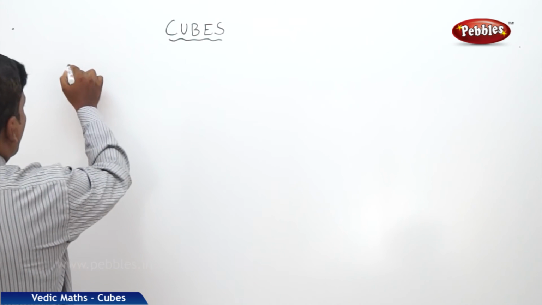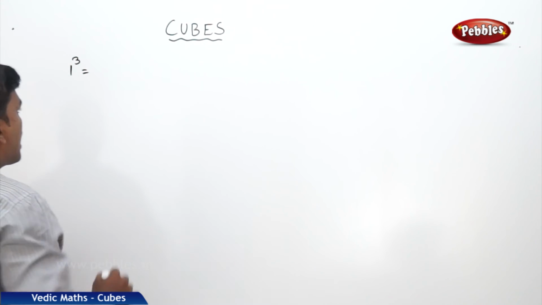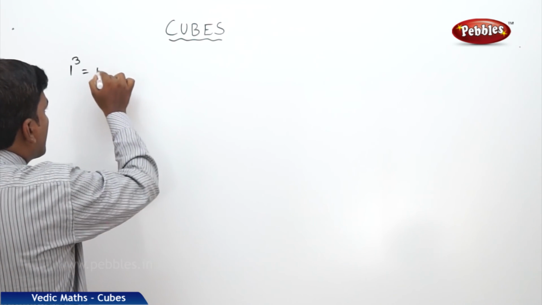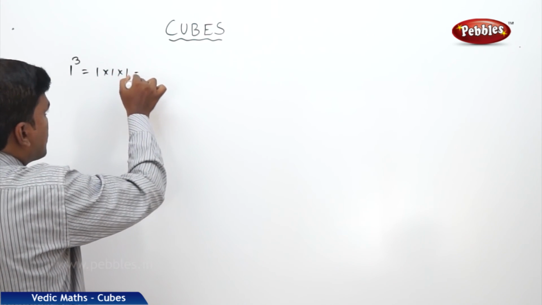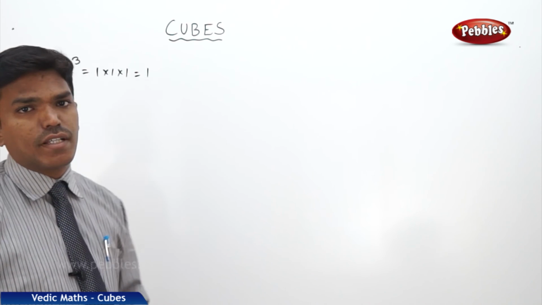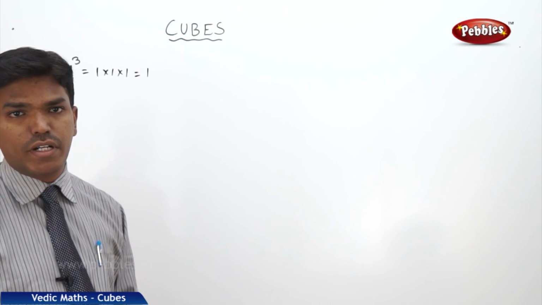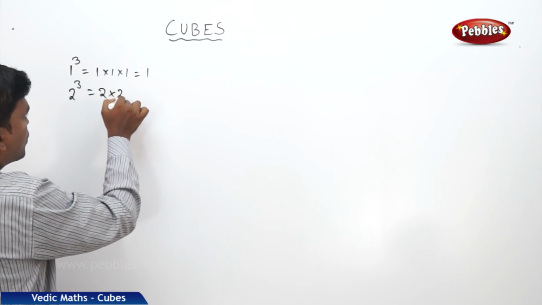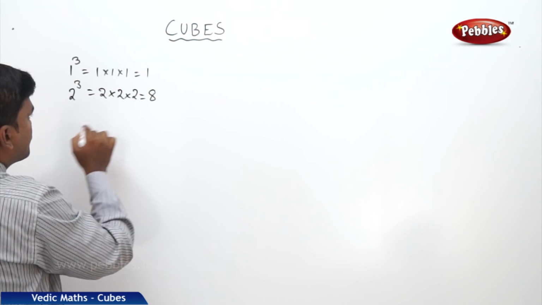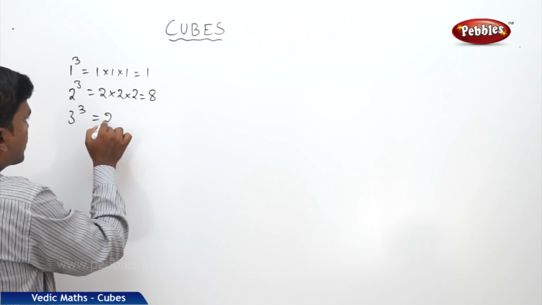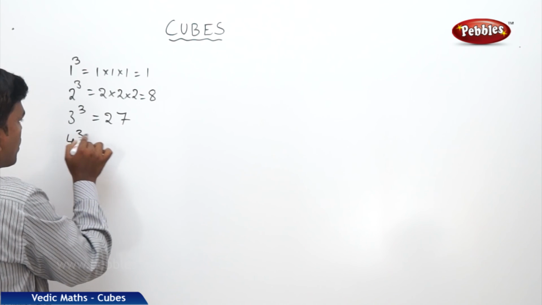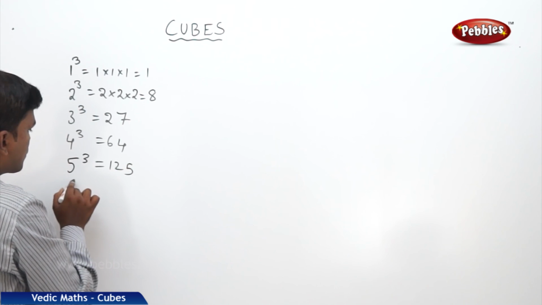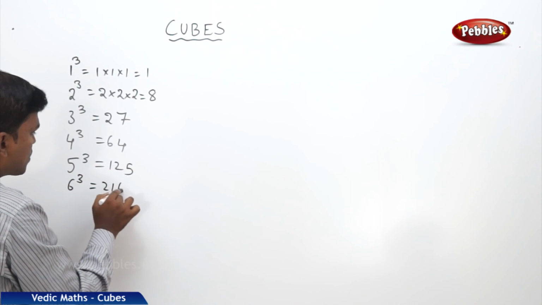So what is 1 cube? As we know, if you multiply a number by itself thrice, the product is nothing but the cube. 2 cube, 2 into 2 into 2, that is 8. 3 cube, 27. 4 cube, 64. 5 cube, 125. 6 cube, 216.